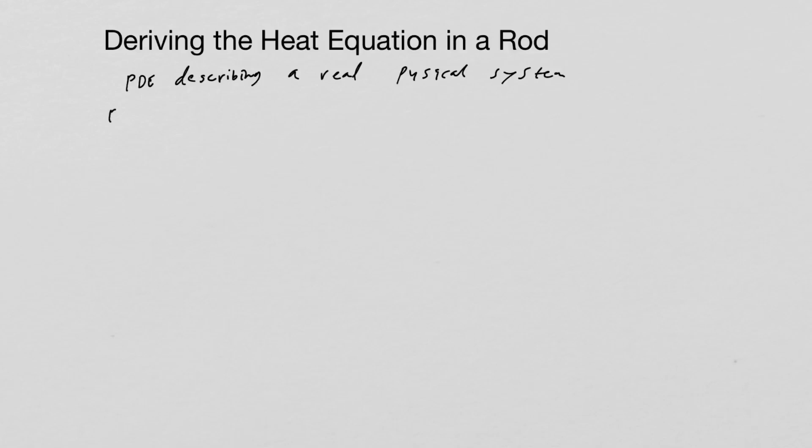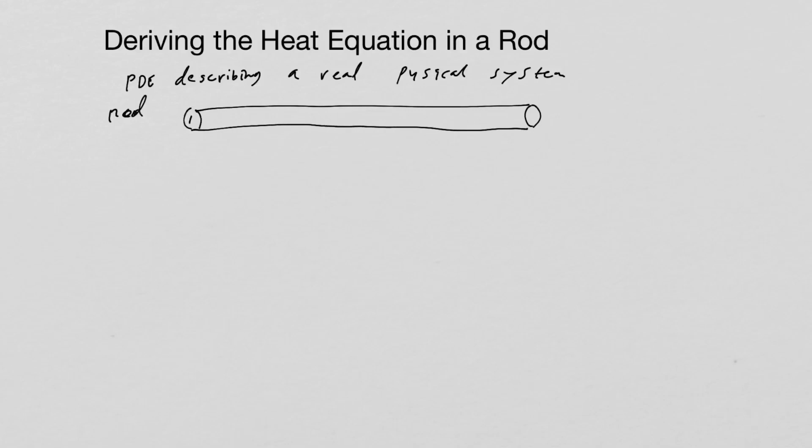So the idea here is we have a rod. And the rod, you can think of it like that. And it has a certain fixed cross-sectional area. So A is that cross-section, the cross-sectional area. And for this video, that's going to be fixed. Okay, it's going to be a constant.